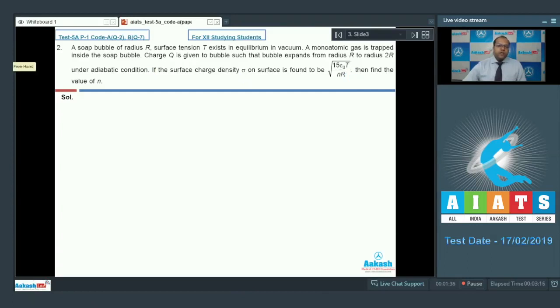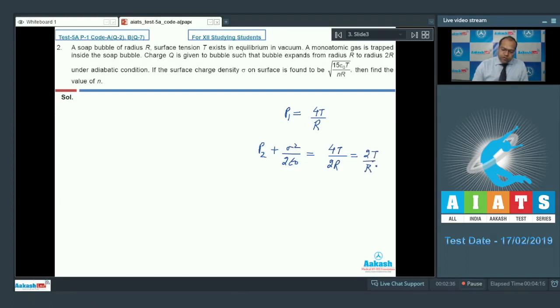It is mentioned in the question that the soap bubble expands from radius r to 2r in vacuum. So in the initial condition, the pressure inside the soap bubble P1 is 4T by r. And when the charge Q is given, with surface charge density sigma on the surface, I can write the inside pressure P2 plus sigma square divided by 2 epsilon naught, that is the electrostatic pressure, is equal to 4T by 2r, so that is equal to 2T by r. In this situation, the final pressure is P2 of the monoatomic gas.